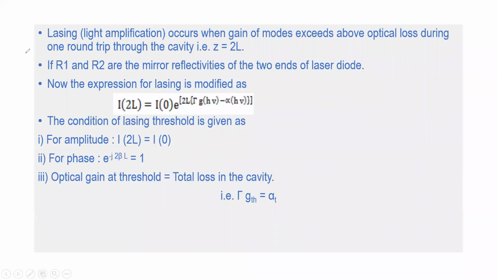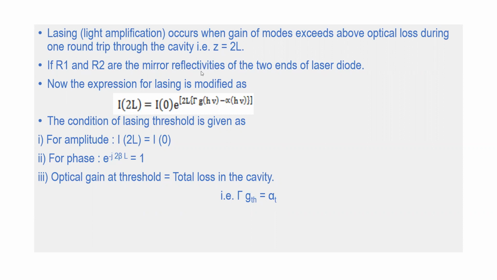Now, lasing. Lasing occurs when the gain of modes exceeds the optical loss during one round trip through the cavity, that is, z equal to 2L. So lasing, light amplification, occurs. Lasing means light amplification occurs when the gain of modes exceeds the optical loss. If your gain is more than the loss, then we can say some amplification has occurred during one round trip through the cavity. That is, for a round trip, we mean it has traveled the complete length of the cavity.